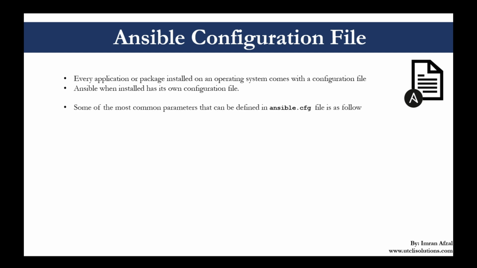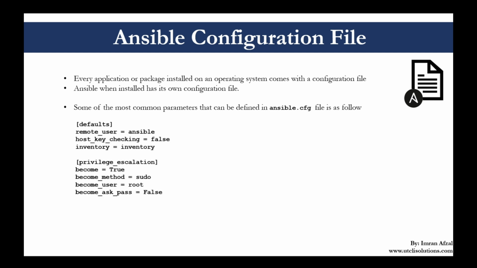Some of the most common parameters that can be defined in ansible.cfg, short for configuration file, are as follows. So you could define the list of these parameters in your configuration file. But if you go into your configuration file and cat it and try to read it, you will see none of the parameters that are defined right here, which I'm going through. You could add them in there, but by default, the configuration file comes empty or it has comments in it.